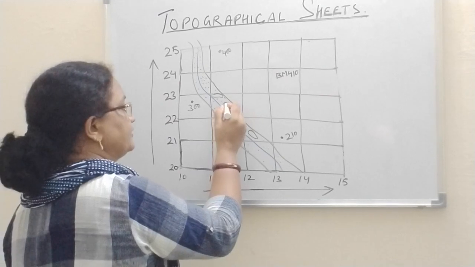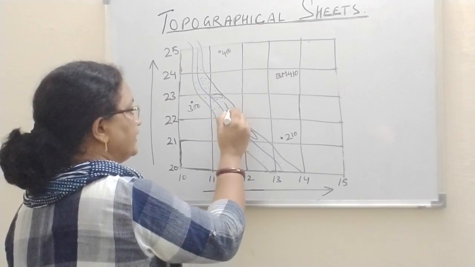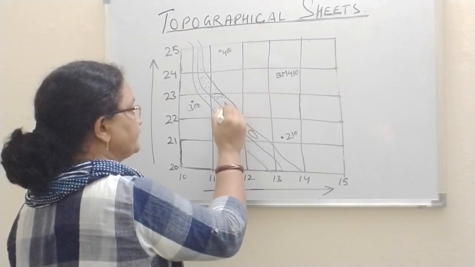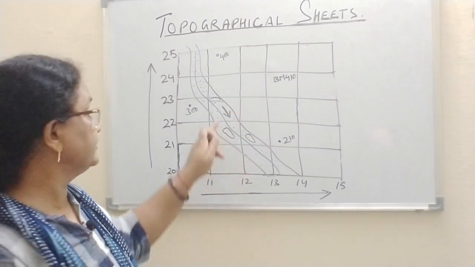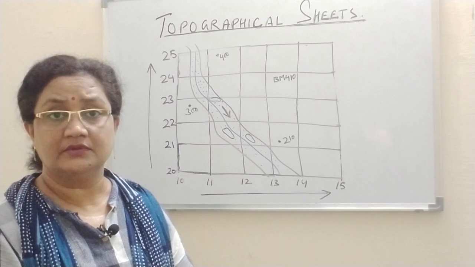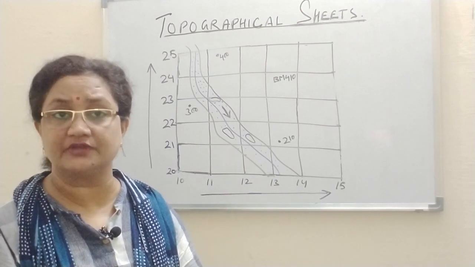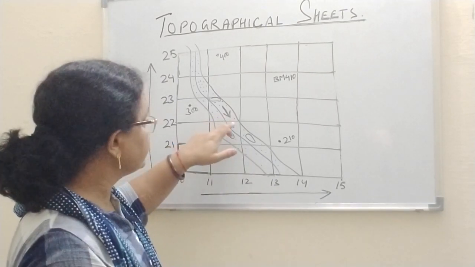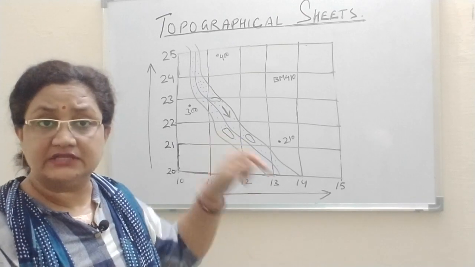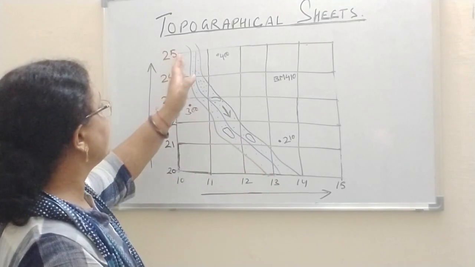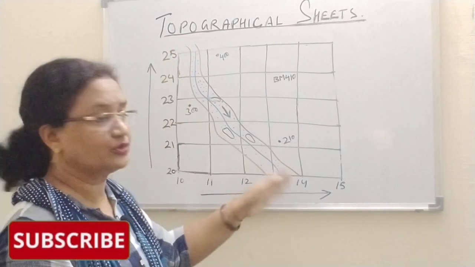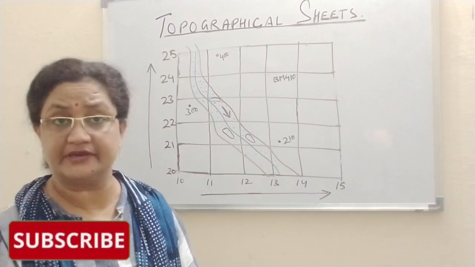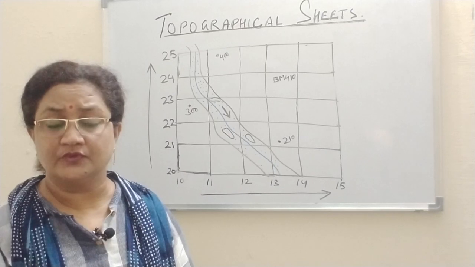If any arrow has been given, that means the river is flowing in that direction. Suppose, for example, you are getting an arrow in this manner, right? There is an arrow which is given here between both the banks of the river, like this. That means this river is flowing from the northwestern direction towards south. This is the direction. Clear?